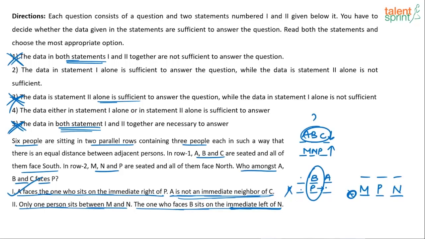So from the first part, when we know only one person is between M and N, we know that P is in the center because M and N are corners. And from this part, that somebody is on the immediate left of N, it is clear that N is on the rightmost position. N cannot be on the leftmost position. Accordingly, M can be positioned.